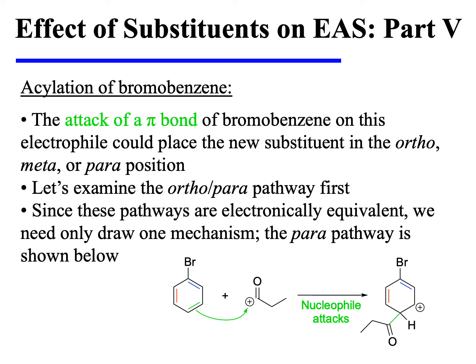The attack of a pi bond of bromobenzene on this electrophile could place the new substituent in the ortho, meta, or para position. Let's take a look at the ortho-para pathway first. Since these pathways are electronically equivalent to one another, we need only draw one mechanism, and it's the para pathway that I'll be showing here.